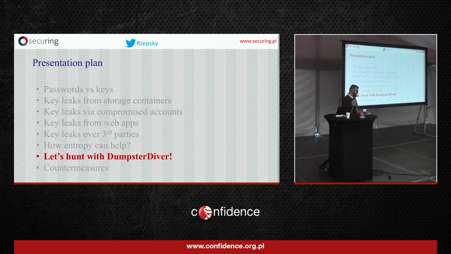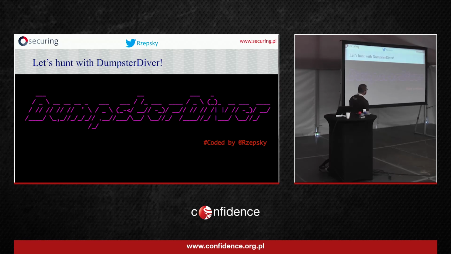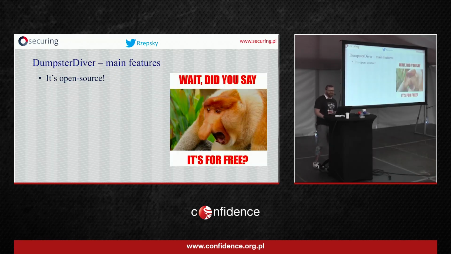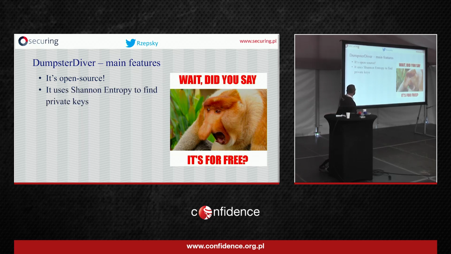So, finally, we are going to the tool which I want to present to you, the Dumpster Diver. It even has ASCII art. Main features: first of all, it's open source, so it's free, under the MIT license, so you can do whatever you like. It uses Shannon entropy to find private keys in any readable file.